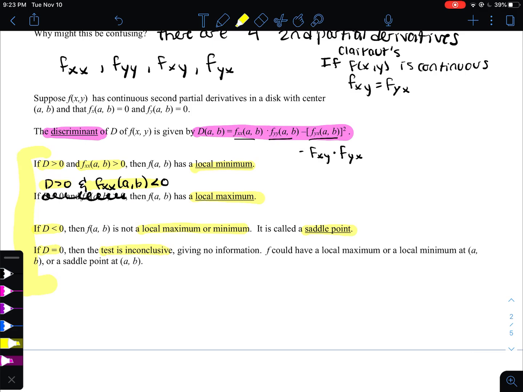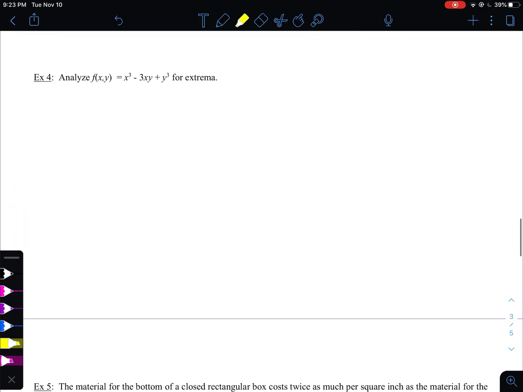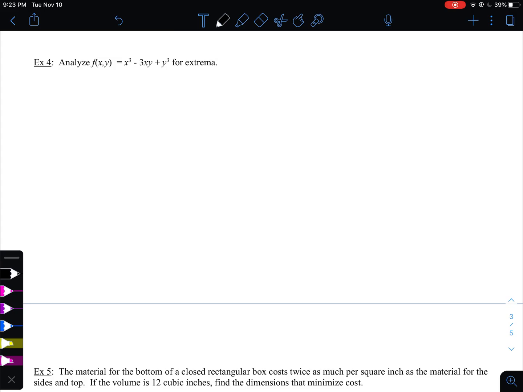We need to have some other way to prove it. Okay, so these cases are really important. Let's do one example together. I'm gonna go ahead and do example number 4 down here. Okay, so analyzing this function for extrema.